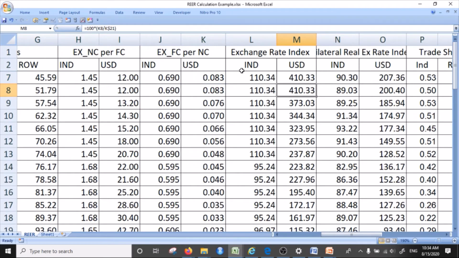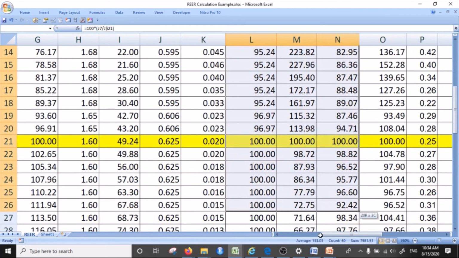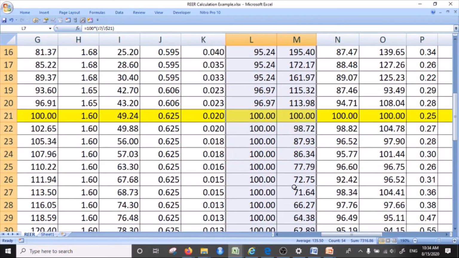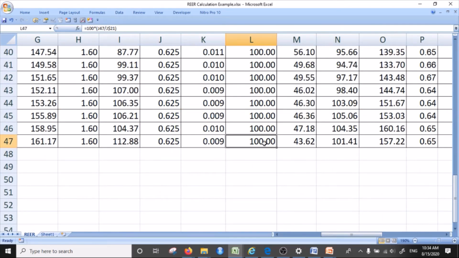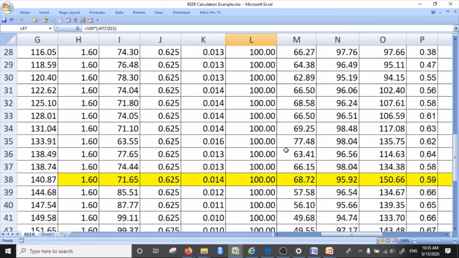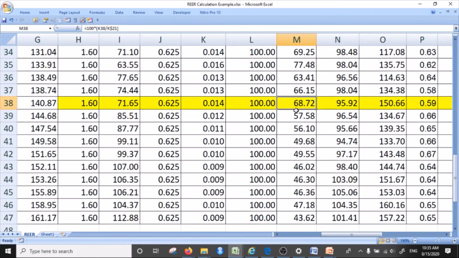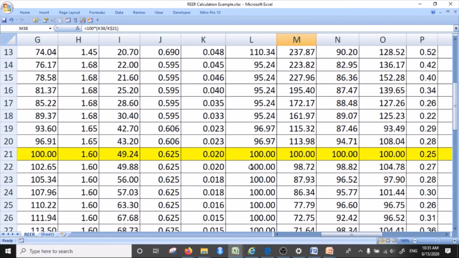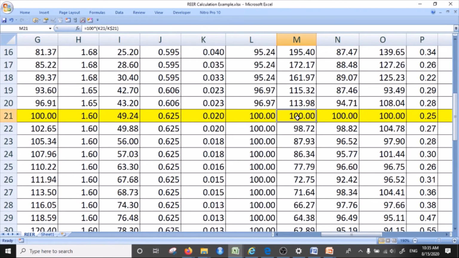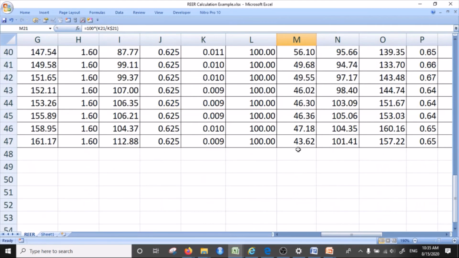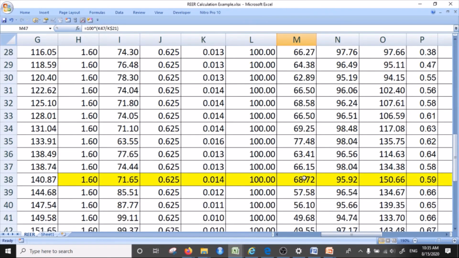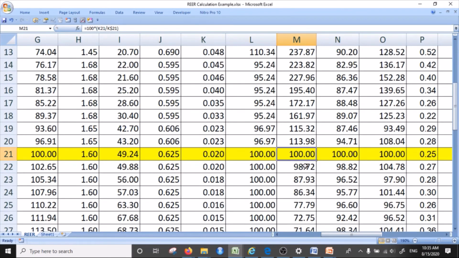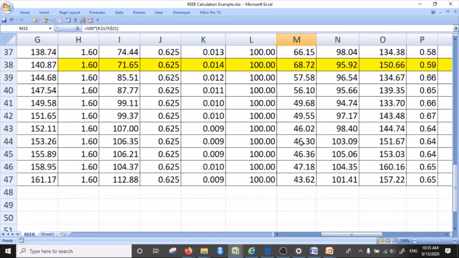So now these are the exchange rate indices, not only exchange rate, but exchange rate indices. The indices show that from 1993, the exchange rate of India has not changed. It is at 100 still now, but for US dollar, the index has changed from 100 in 1993 to 43. So it has depreciated by almost 60%.